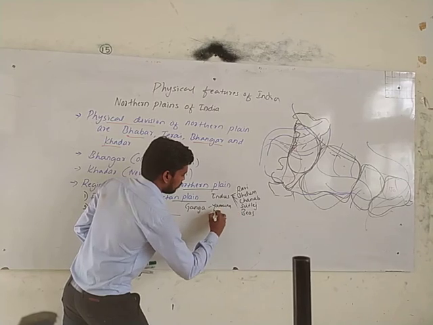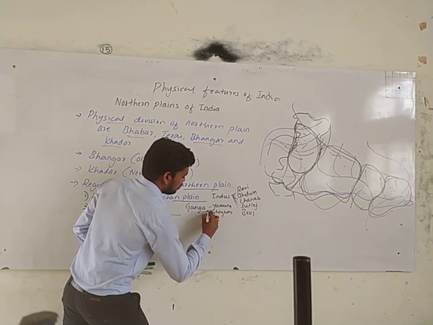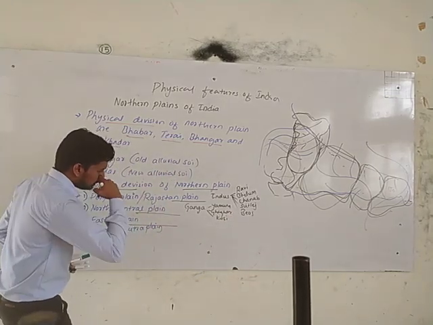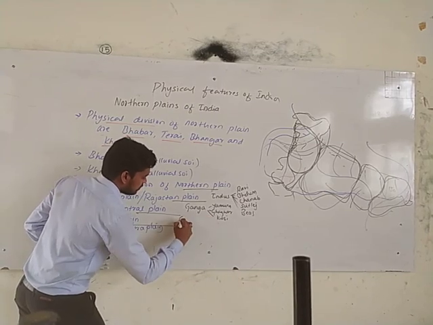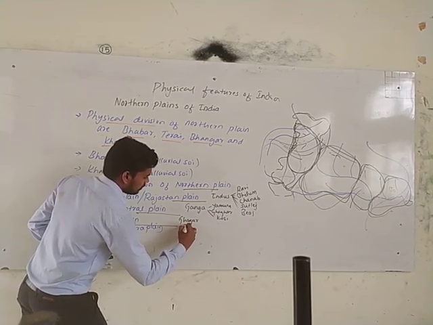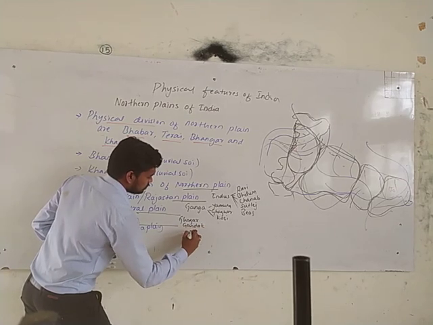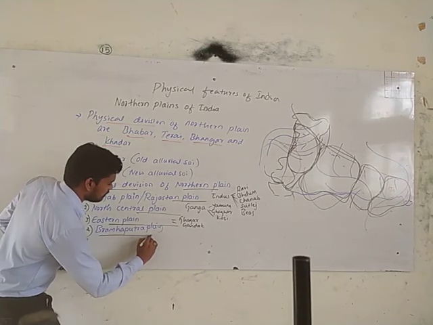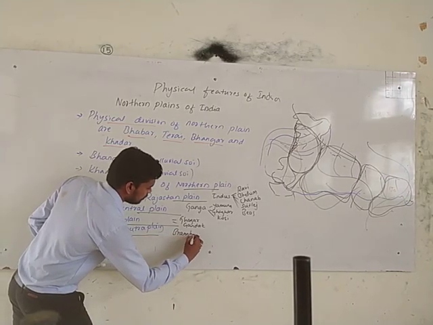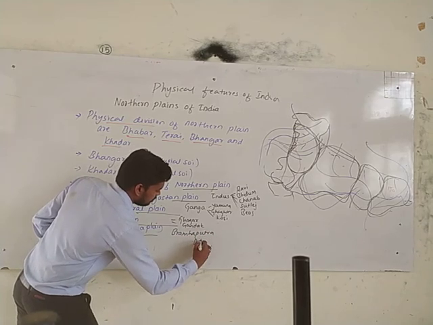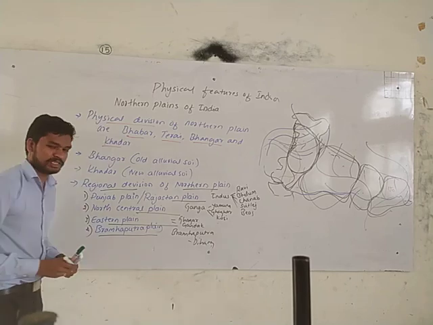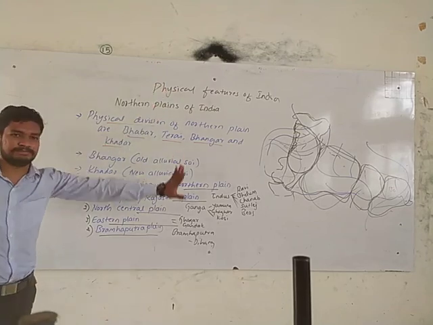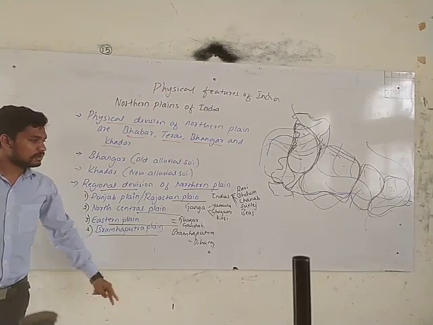Yamuna, Gagar, Koshi. Then the eastern plain is also about the Ganga, like Gagar, Gandak and Kosi. So these are the rivers which form the eastern plain. Then the Brahmaputra plain, mainly the Brahmaputra river and Dibang. These are the tributaries of Brahmaputra which form this Brahmaputra plain. It's about this northern plain. Is that clear?